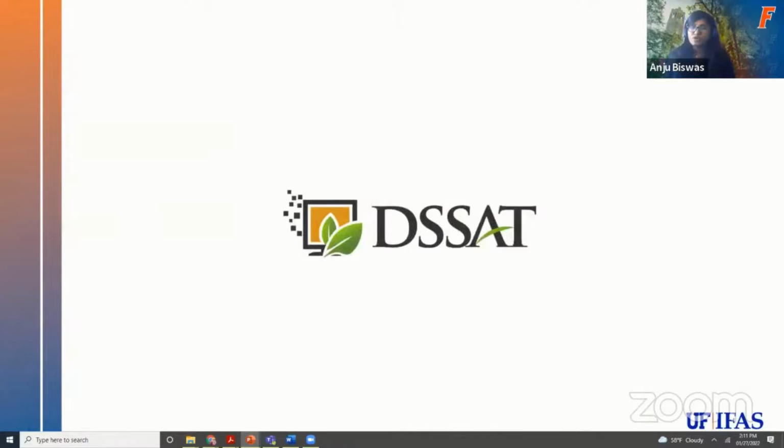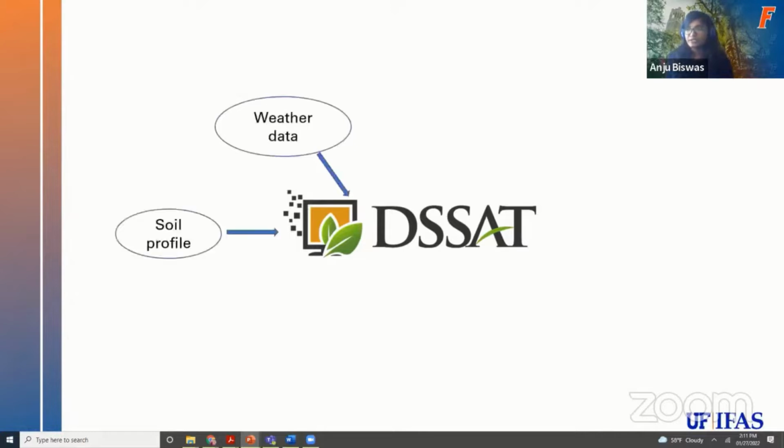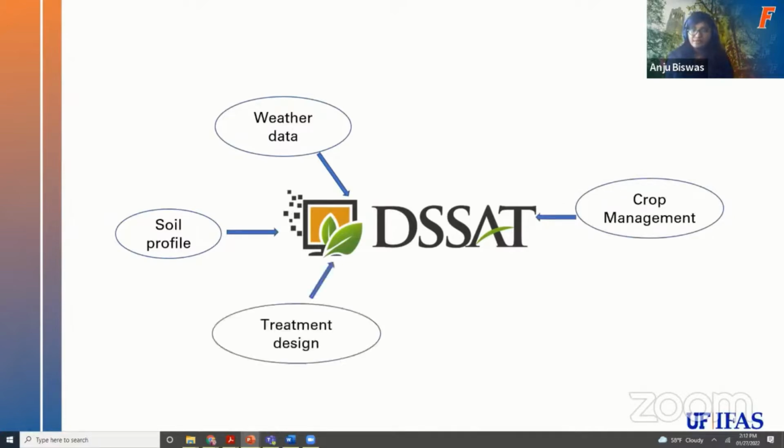So in DSSAT, other than the observed data, I took weather data from the field and soil profile data. We tested soil for some parameters. Crop management data, as I mentioned, we did fertilizing, weeding, and some other management. Treatment design, I mentioned 2 different seeding rates we used. So treatment design, we input there.